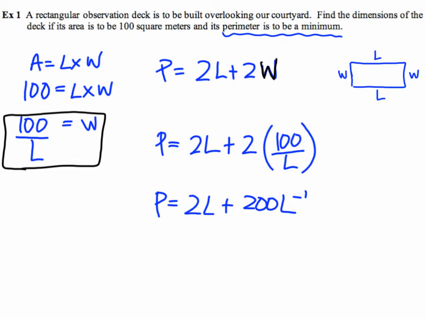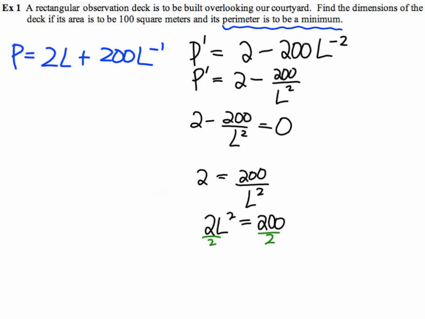Now I'm going to take the derivative of P, the perimeter. So when I take the derivative of P, 2L becomes 2, and 200L to the -1. So I take the power of -1 and multiply it by 200. So that equals -200L to the -2, because I subtract 1 from the exponent. Since L has a negative exponent, I move it into the denominator.